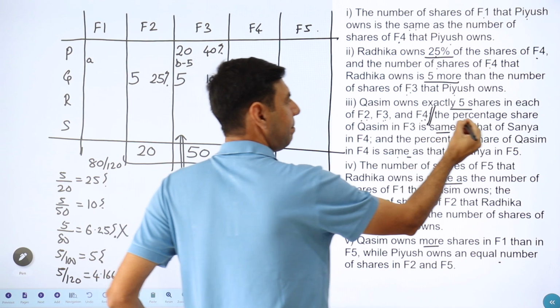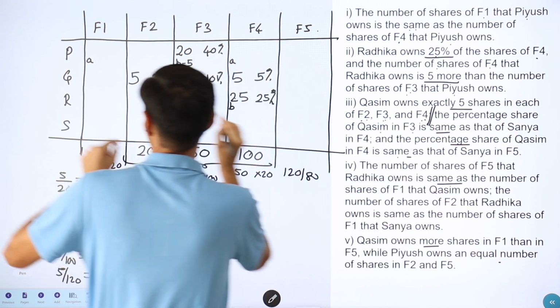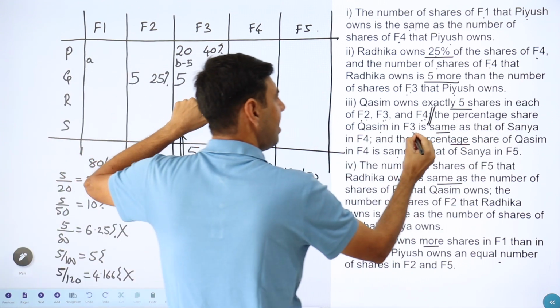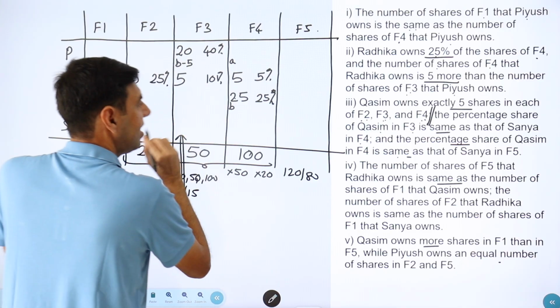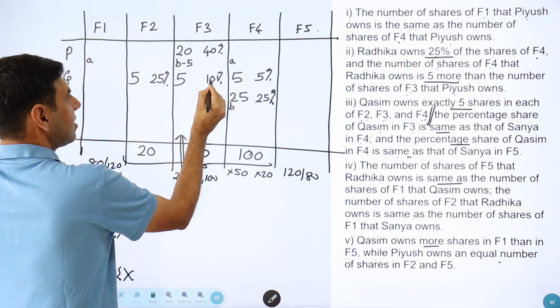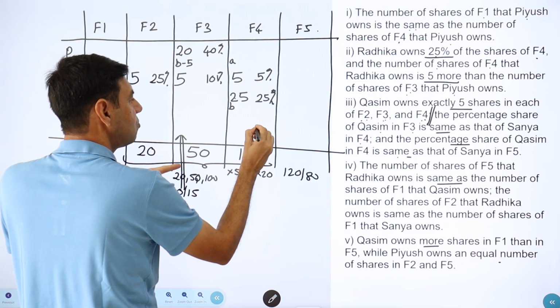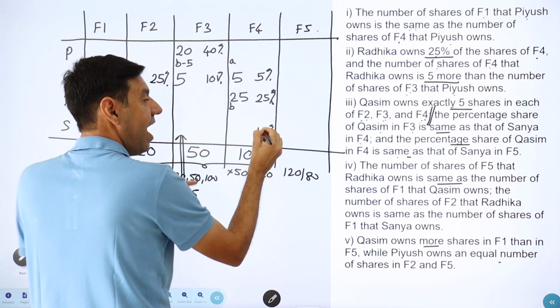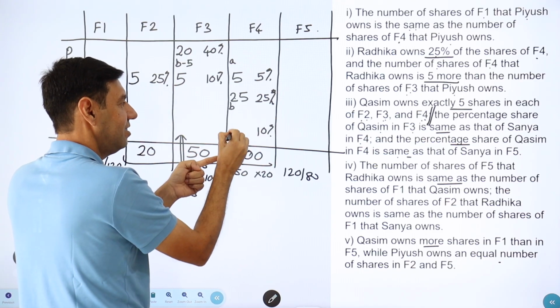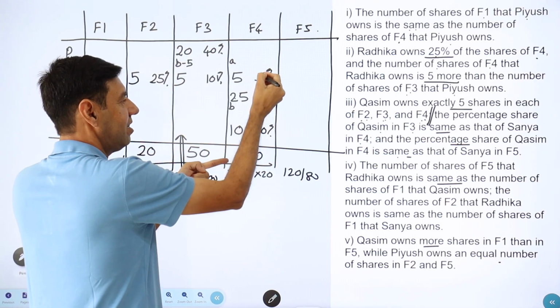We are here. The percentage share of Qasim in F3 is same as that of Sanya in F4. 10% is same as Sanya in F4. So this is also 10%. And we know the total here. Oh, so the sum 25, 30, 40.